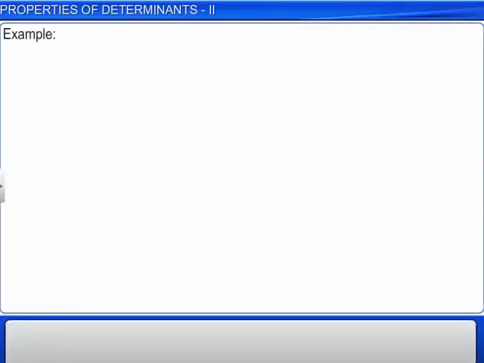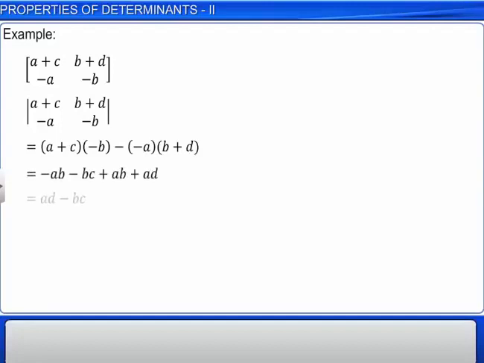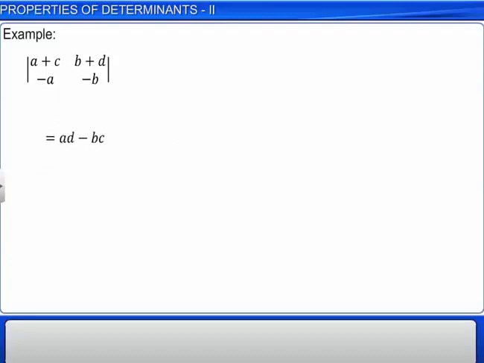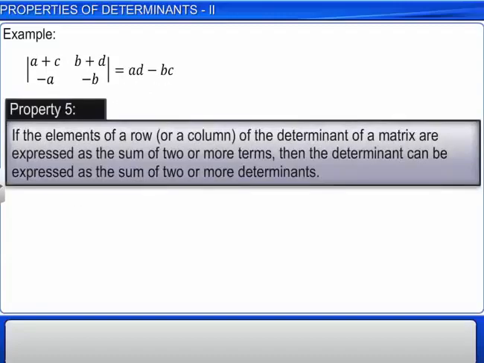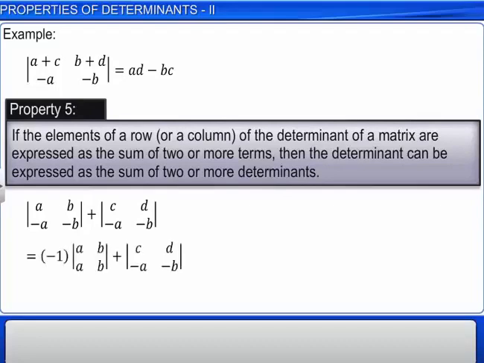For example, consider the 2 by 2 matrix shown here. Its determinant is equal to AD minus BC. Now, let's find the determinant by writing it as the sum of two determinants. Using property 4, take -1 common from the second row of the first determinant. Now, the first determinant has two identical rows.